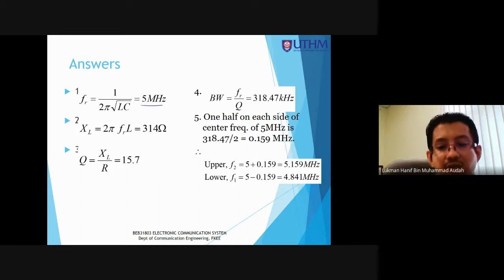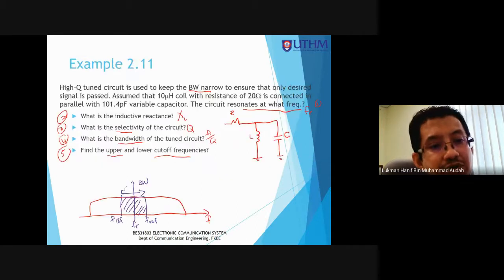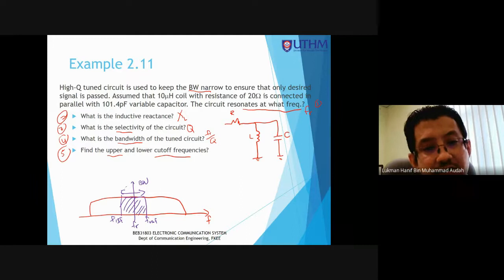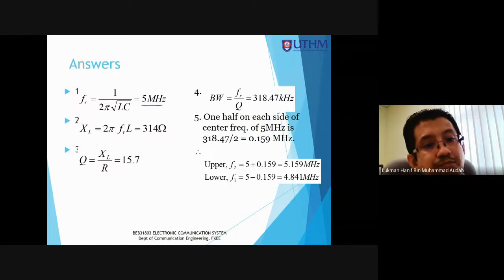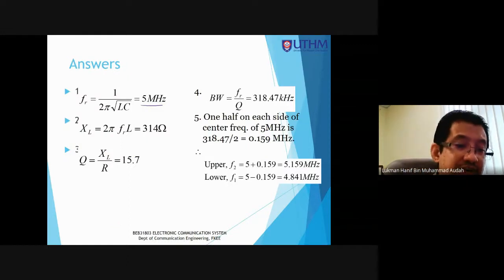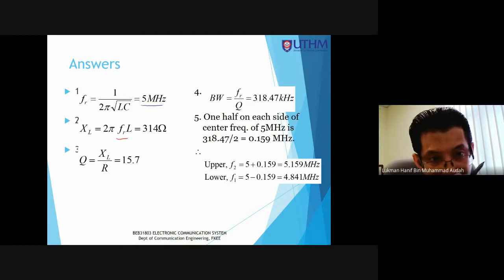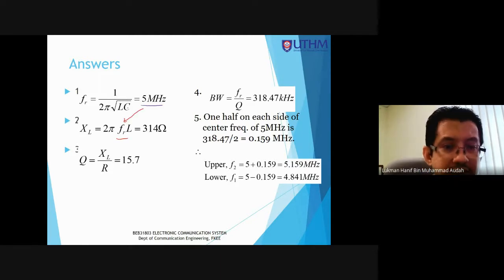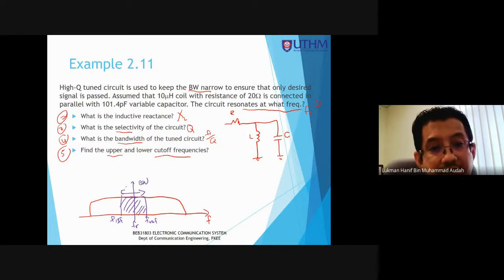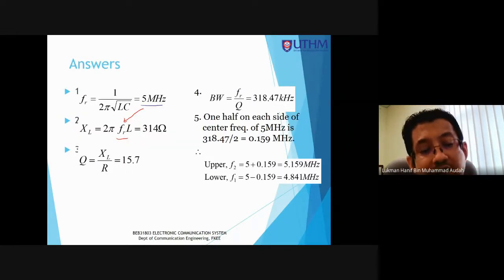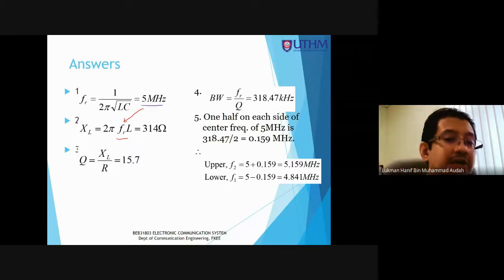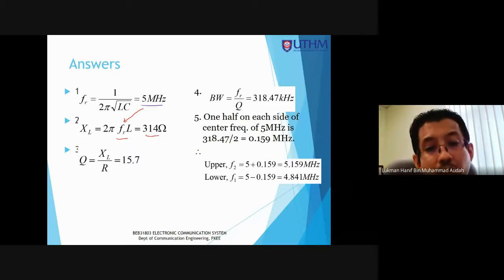And then question number 2, what is the inductive reactance? Inductive reactance is 2 pi FL. What is F? F here is the resonant frequency, so you put in the resonant frequency. L is 10 microhenry. Enter 10 micro, multiply with 5 mega, multiplied with 2 pi. So you get 314 ohm. This is also rounded, you will actually get decimal places. So this is for the example.